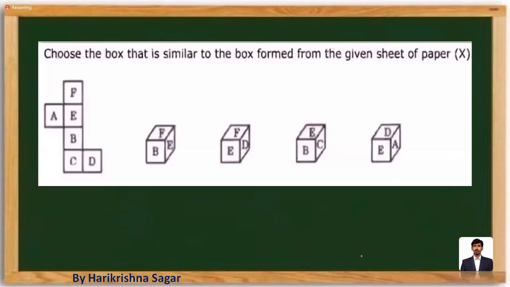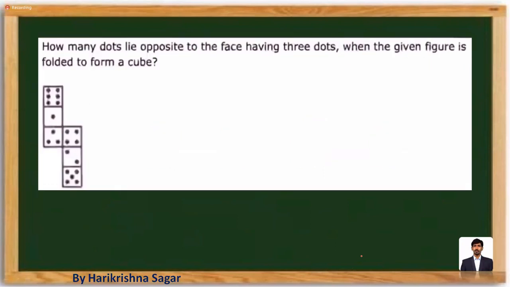Look at the next question. So, a question which is related to unfolded dice. Whenever you see a question like this, where there is a paper, you have to fold it as a dice. After folding this as a dice, they are going to ask us to find out the opposite face. So now the question is, how many dots are there for the opposite to the face which is numbered with 3 dots.